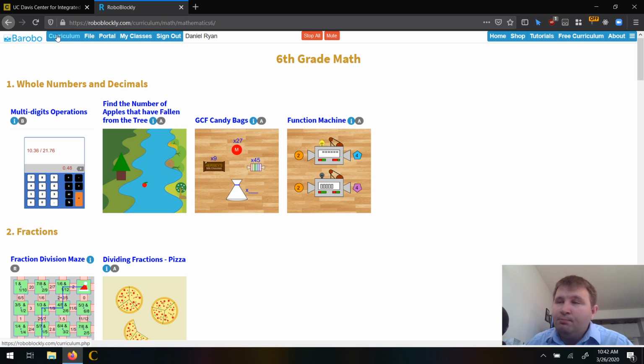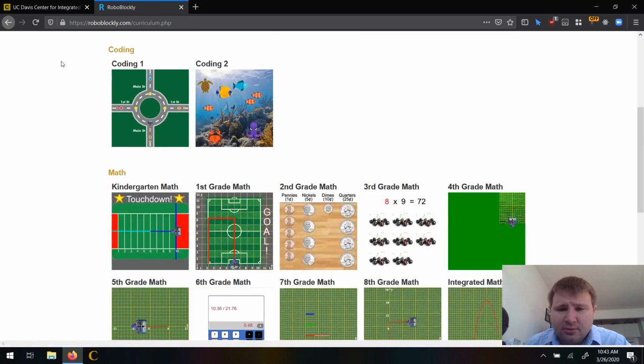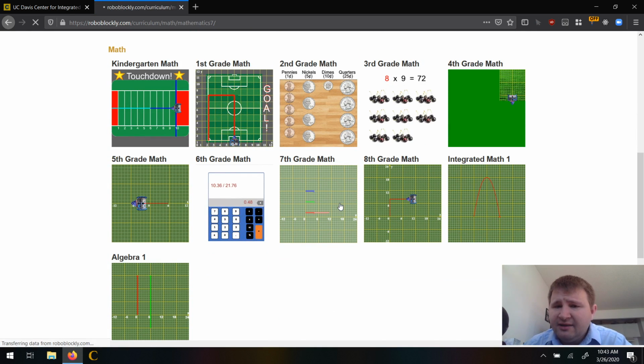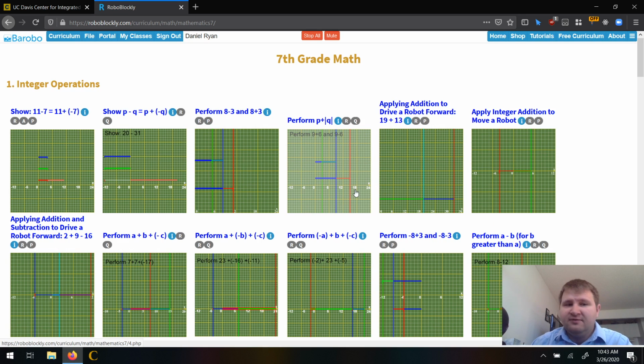Moving along, I'm going to go back to the curriculum portal. And once I'm in the curriculum portal, I'm going to look into now the 7th grade math and just quickly do an overview of that.